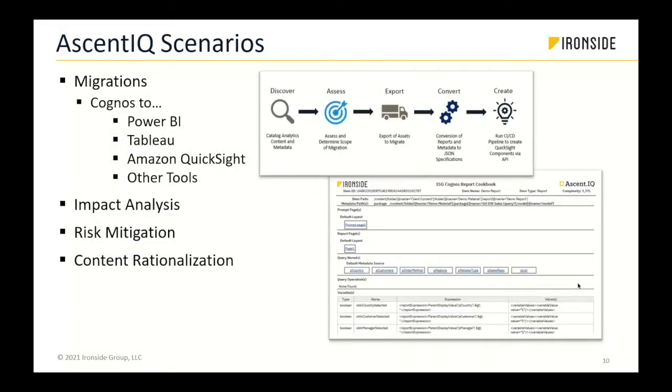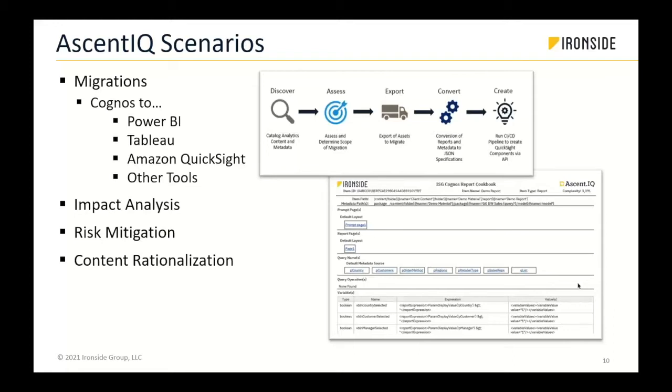So let's talk a bit about scenarios. We start here with the most common scenario for the use of the AscentIQ solution, and that is migrations. Certainly, as the starting point, we can accelerate migrations to other tools, including things like Power BI, Tableau, Amazon QuickSight, but also really any other tool, right? Because it's about developing understanding of what you have.